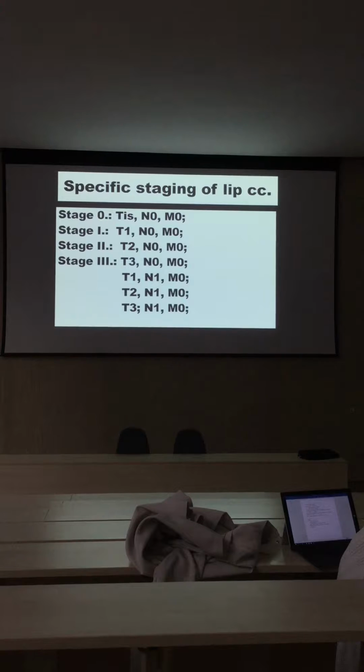And if I want to give you a more detailed explanation why T and N is not a simple description of staging, if you look here, you will see that there are several different numerical possibilities. Stage 0, stage 1, and stage 2 are simple. The only variable is the size of the tumor. But stage 3, and this is what the patient will tell you.